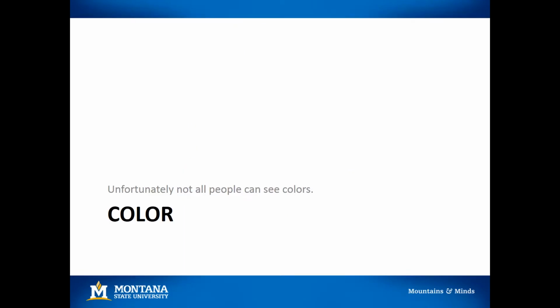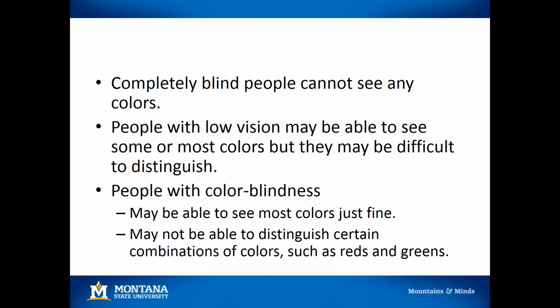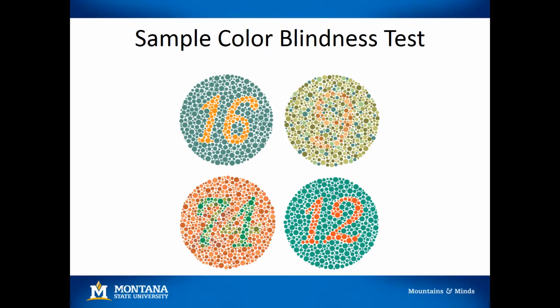Next up, unfortunately, not all people can see colors. Completely blind people cannot see any colors. People with low vision may be able to see some or most colors, but not be able to distinguish between the two. And people with color blindness may be able to see some colors just fine, but they may not be able to distinguish between certain combinations of colors such as reds and greens. Who here recognizes this from elementary school? It's the old color blindness test. What are the numbers? And feel free to pause. I see 16, 9, 74, and 12 going from left to right, top to bottom.